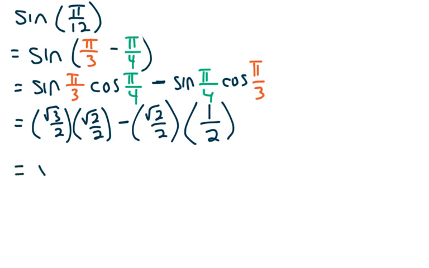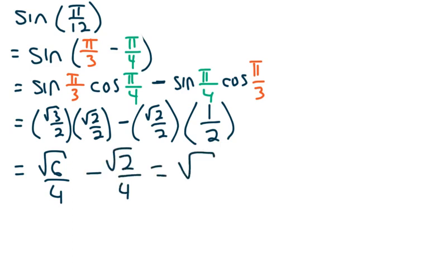Alright, so we're going to have square root of 6 over 4 minus root 2 over 4. So we get root 6 minus square root of 2 all over 4. So that is what pi over 12 equals.